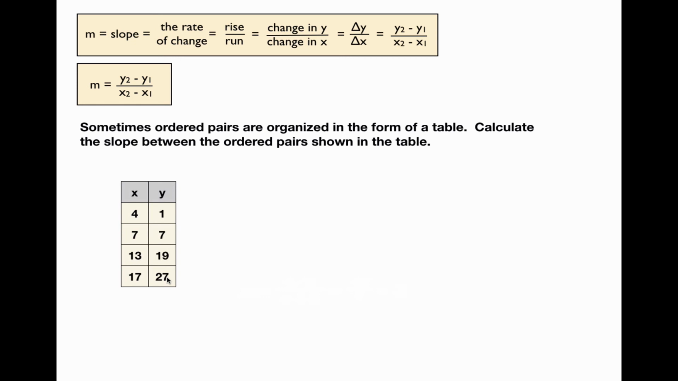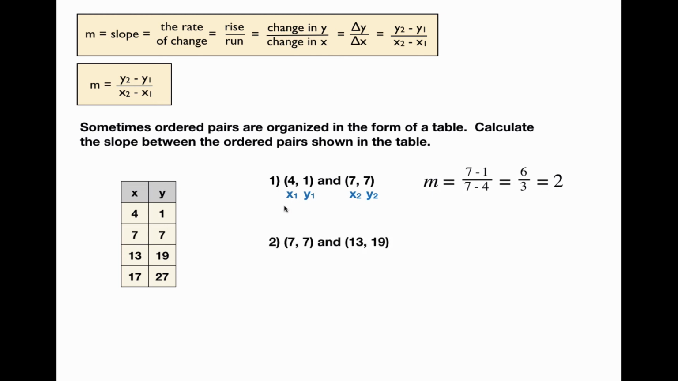All right, let's see how you did. So for the first one, (4, 1) and (7, 7), we plug that into the formula, and we get 7 minus 1 over 7 minus 4, which is 6 over 3, which reduces to 2 over 1, which is just 2. For the second set of ordered pairs, we have (7, 7) and (13, 19).